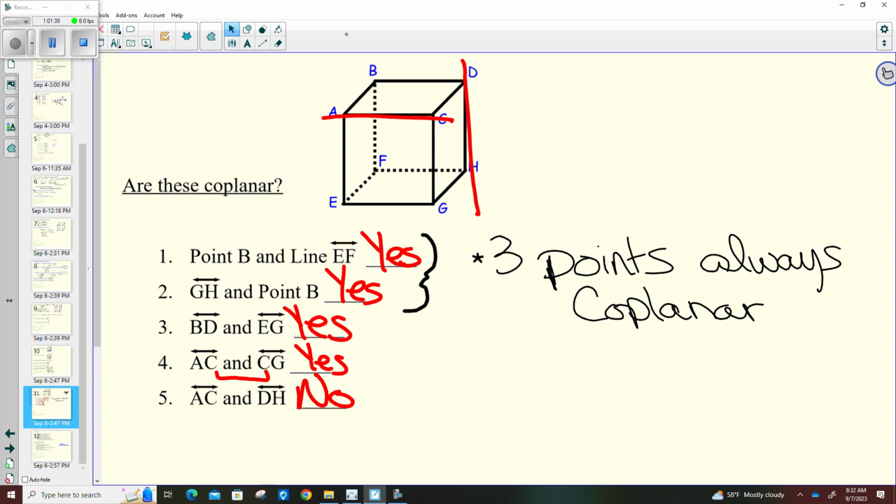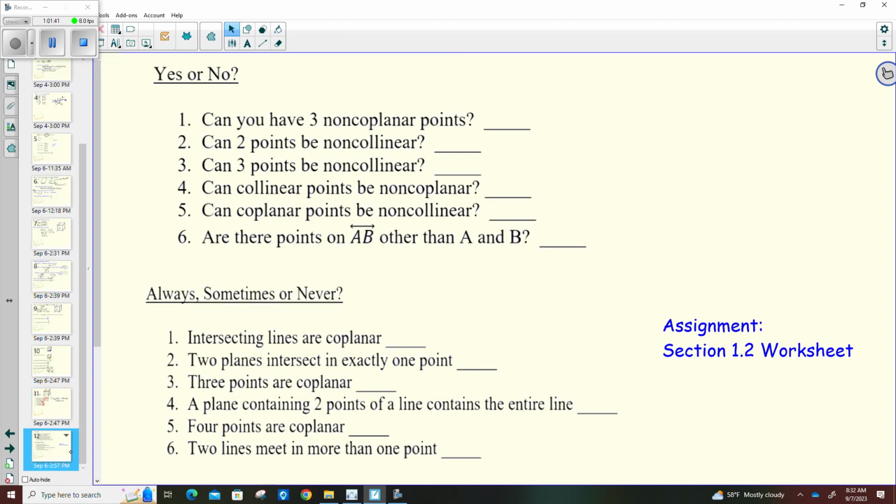All right, let's go through them. Can you have 3 non-coplanar points? 3 non-coplanar points. Number 1, yes or no? No, because how many points are always coplanar? Work with me here. Come on. How many points are always coplanar? 3 coplanar. So can you have 3 non-coplanar? No, because 3 is coplanar.